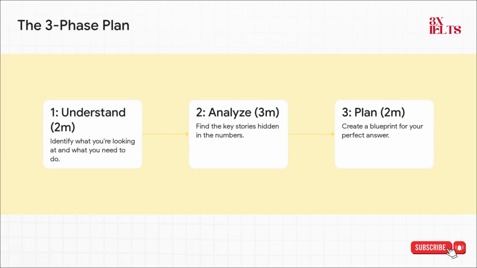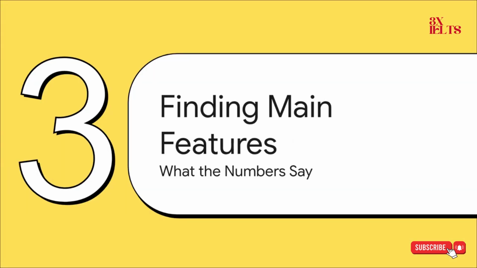So first, give yourself just 2 minutes to really understand the task. What are the topics? What are the units being measured? Then, take 3 minutes to analyze the data. This is where you find the hidden story. And finally, use your last 2 minutes to plan the structure of your answer. Seriously, this little timed plan is your best defense against panicking, and it makes sure you hit every single key point.